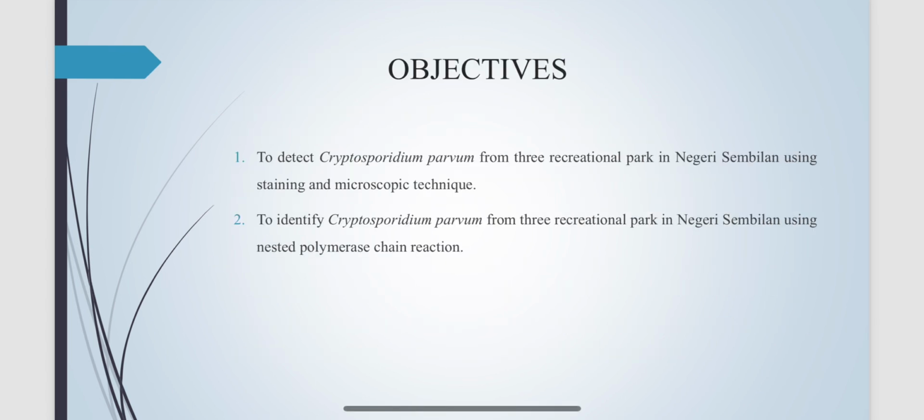So the first objective of this research is to detect Cryptosporidium parvum from 3 recreational areas in Negeri Sembilan using staining and microscopic technique. Second is to identify Cryptosporidium parvum from the 3 recreational areas in Negeri Sembilan using nested PCR.